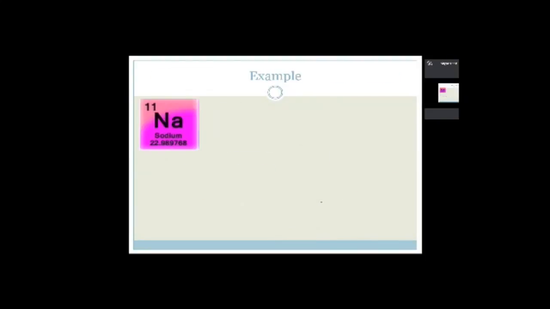Okay, so now let's look at this example. Let's just see what we can work out here. Do you agree that we're saying that Na is the symbol for sodium?